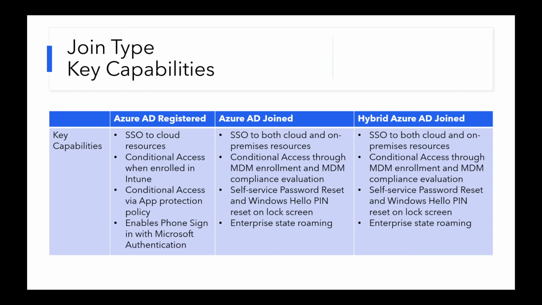Looking at Azure AD joined devices, this scenario supports single sign-on to both cloud and on-premises resources, conditional access through MDM enrollment and MDM compliance evaluation, self-service password reset and Windows Hello PIN reset on lock screen, and also enterprise state roaming. Looking at hybrid Azure AD joined devices, these capabilities are the same as for Azure AD joined devices. In both scenarios, you have SSO to both cloud and on-premises resources, conditional access through MDM enrollment and MDM compliance evaluation, self-service password reset, and Windows Hello PIN reset on lock screen, and also enterprise state roaming.